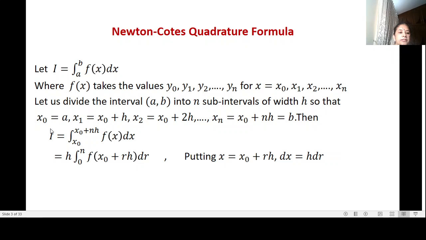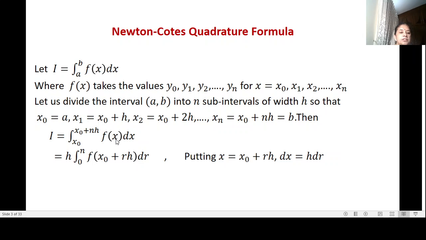Now divide the open interval a, b into n equal subintervals of width h, so that x0 is equal to a, x1 is equal to x0 plus h, x2 is equal to x0 plus 2h, x3 is equal to x0 plus 3h, etc. xn is equal to x0 plus nh, but xn is denoted by b. Therefore, this integral I is equal to integral from x0 to x0 plus nh, because a is x0 and b is x0 plus nh, of f of x dx.